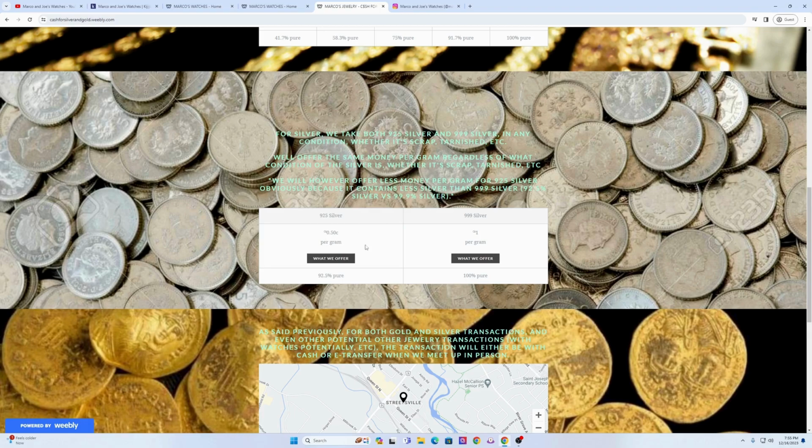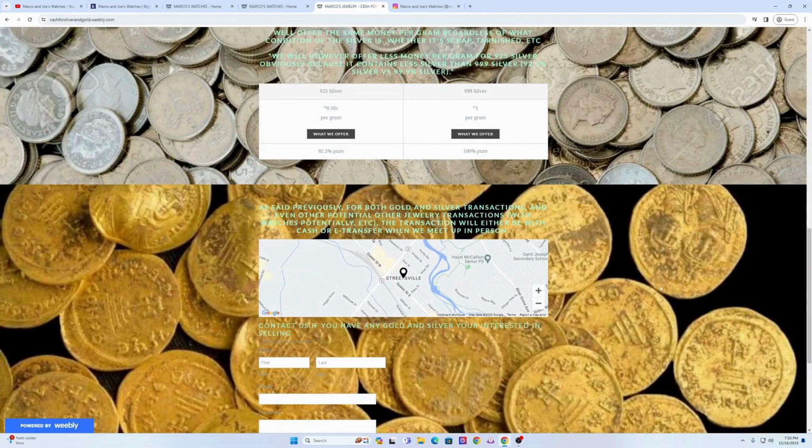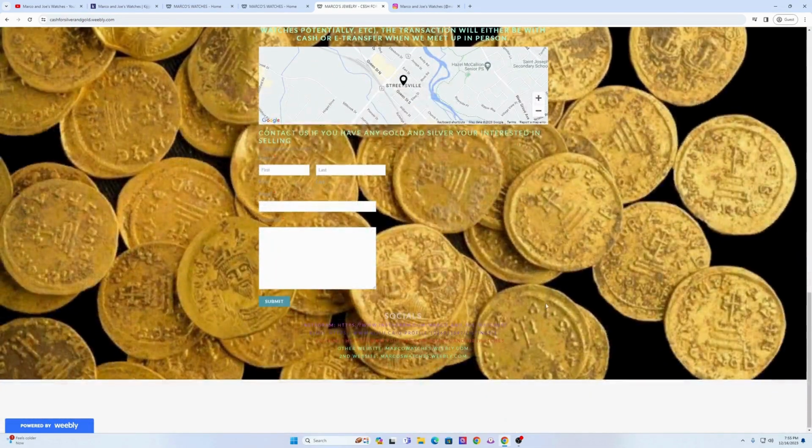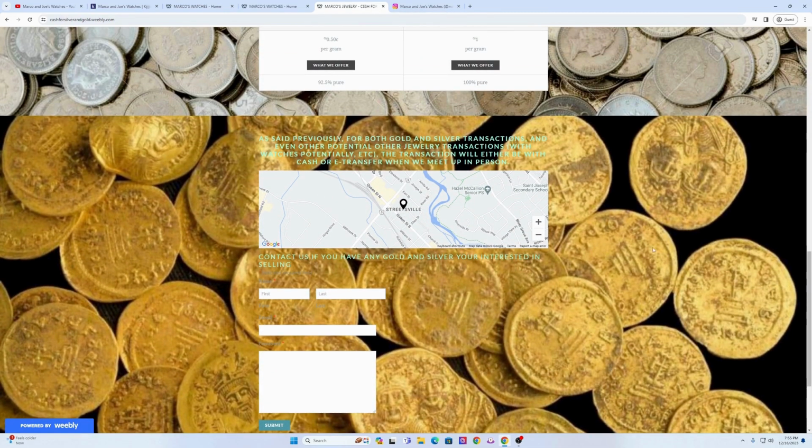But this obviously varies depending on the market, right? And this also depends on the condition. For example, 925 silver, if it's not in the best condition, if it's tarnished, this can be a little lower. It really depends. And this is where the transactions can be done through, and how it will be done.